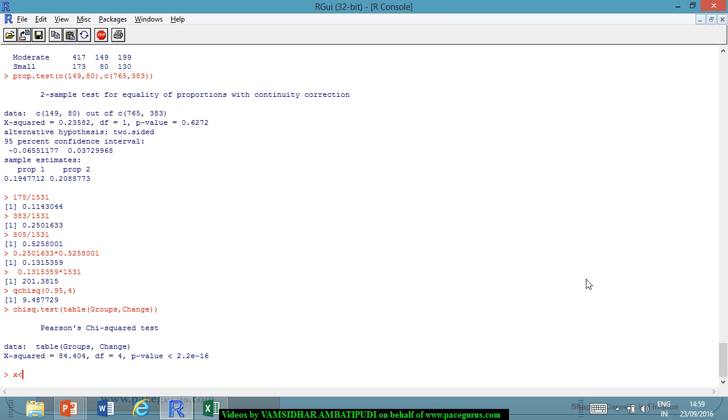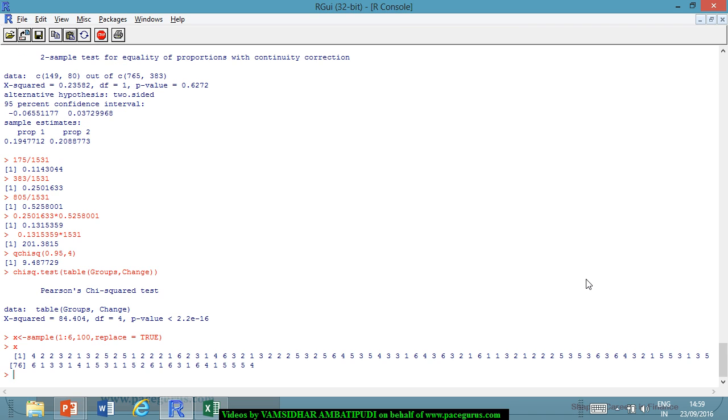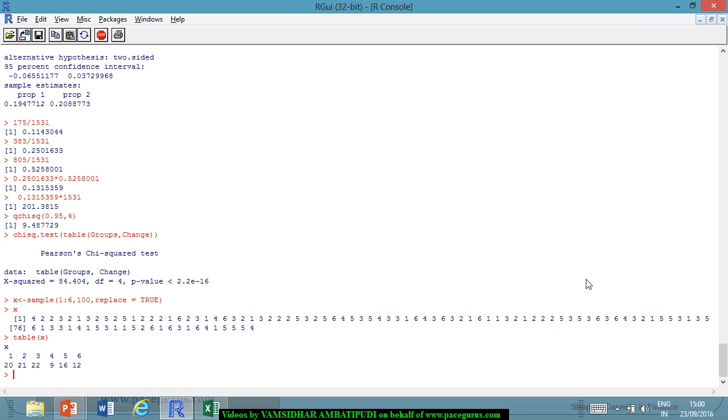So I'll take x, where I'm sampling 1 to 6, wherein I'm creating 100 samples, where I am setting replace equal to true. Replace equal to true means I can repick the same values as well. So my x is coming out to be this. So I am doing a table of x. The table is showing that there are 20 ones, 21 twos, 22 threes, only 9 fours and so on.